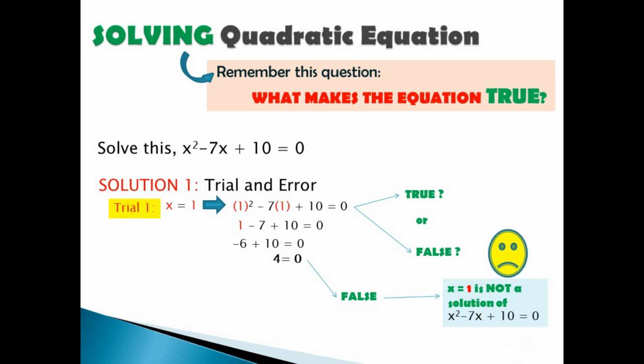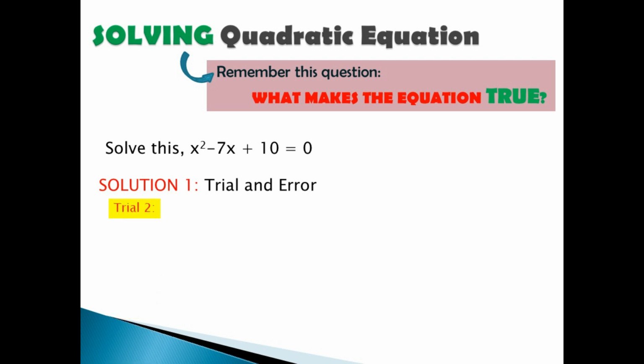Trial number 2. We will substitute x with 5. So that becomes 5 squared minus 7 times 5, because we try x equals 5, plus 10 equals 0. Is this true or false? Let us simplify. 5 squared is 5 times 5, or 25.